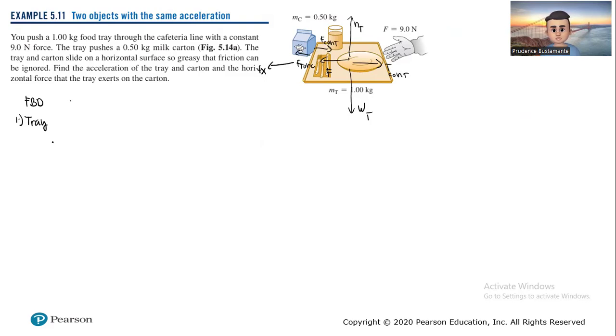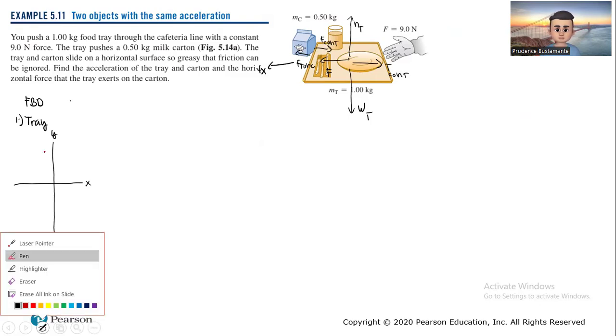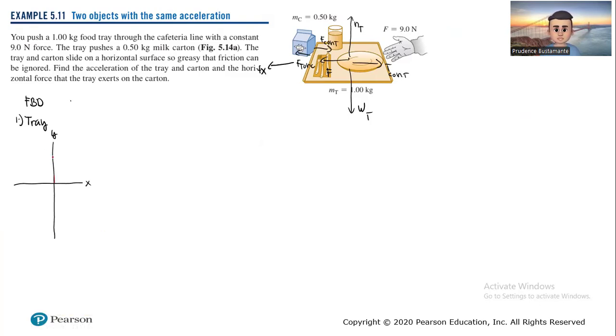If you do the free body diagram, this is the y, this is x. For the tray, we have the normal force of the tray, the weight force of the tray. This is our positive x. So we have the applied force, and we have the force of the carton on the tray.